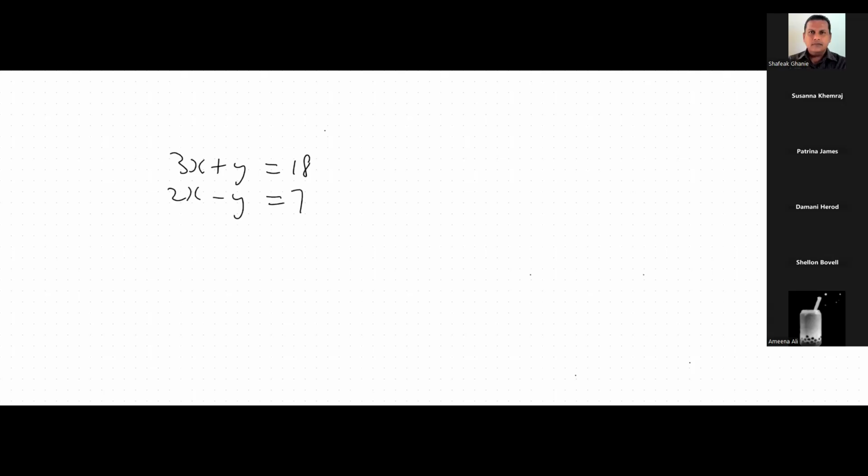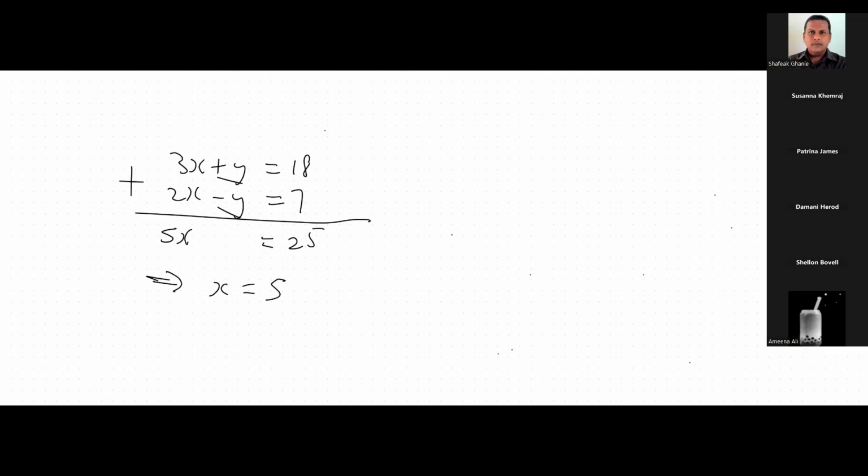So using elimination, this is a very, very easy one to do. We can add these two equations and look at what happens. 3x and 2x will become 5x. This positive y and this negative y becomes 0. And this becomes 25. So we end up with 5x equals 25, which implies that x equals 25 divided by 5, which is 5.